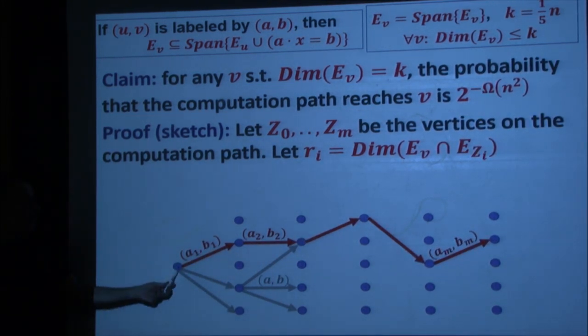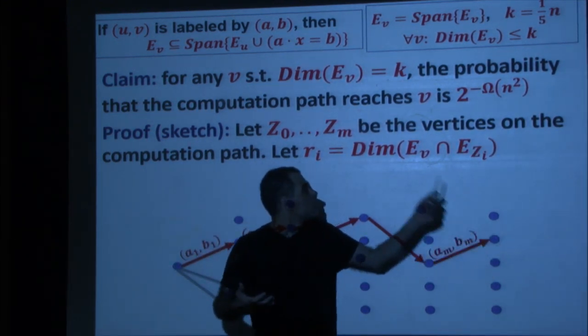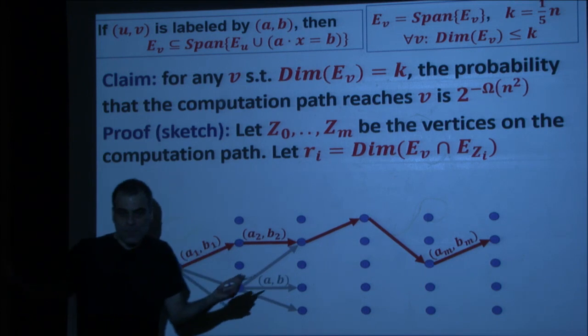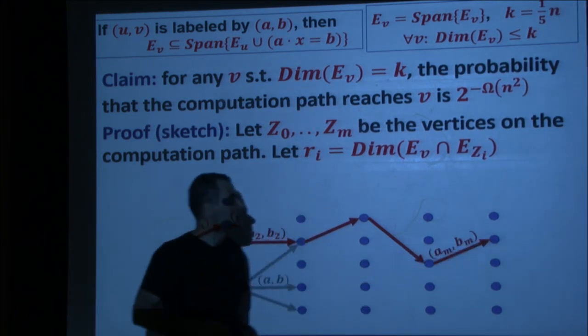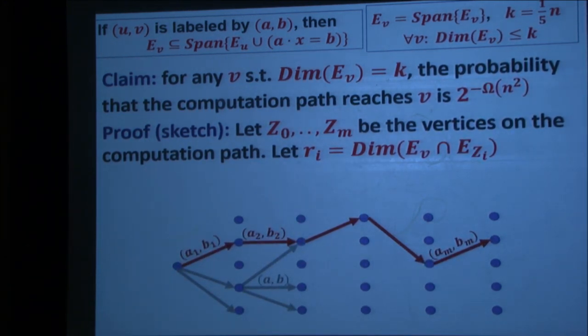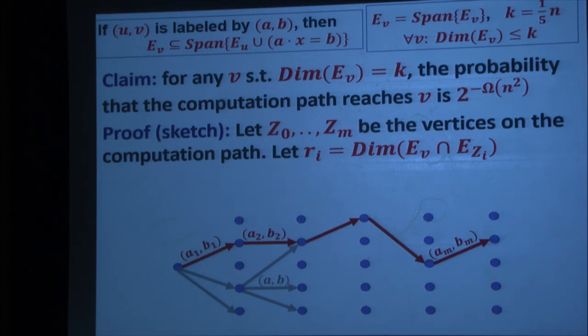So originally Ri is 0 because we remember nothing. EZ0 is the empty set. Finally, if we reach the vertex V, Ri will be equal K because EV will be EZm and the intersection will be EV, which is of dimension k. So if we do reach V, then it will be k, and so it will somehow grow until it gets from 0 to k.